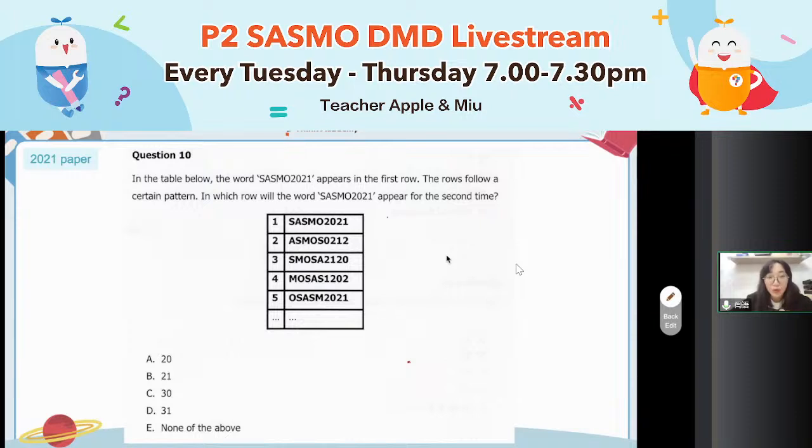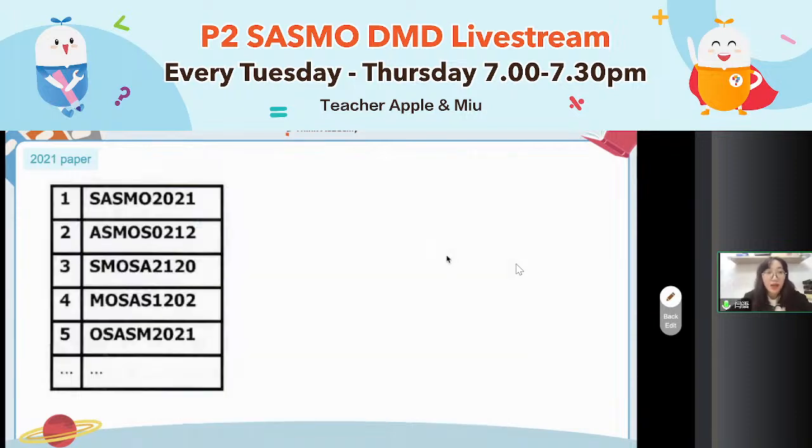Okay. Firstly, everyone, you need to figure out the pattern. And you see that for this question, actually, it is a bit complicated because you can see word and number, right? So if you try to observe it, you firstly split it into two parts. Let's have a look for the left part. SASMO. And then in the second row, ASMOS. And then SMOSA. And then MOSAS. And then OSASM. So could you please tell me what words can you see in the next row? Can you find the pattern?